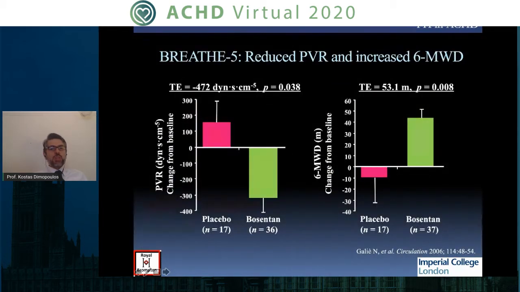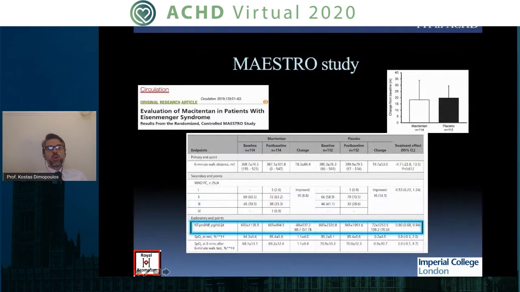Now, we know that PAH therapies do work in Eisenmenger patients. This is the BREATHE-5 trial, with an improvement in pulmonary vascular resistance and 6-minute walk test. This is a seminal paper that changed our practice in this cohort.